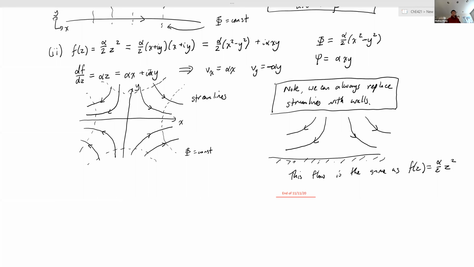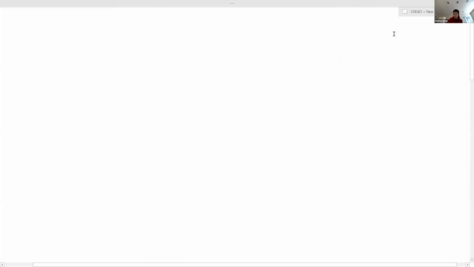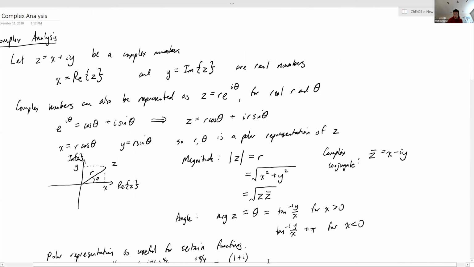What have you guys thought about complex analysis? Let me start sharing this time, actually. You guys can see my screen, yes? Cool. So to remind you, here's where we were. If I can get OneNote to actually move. So to remind you, here's where we were.